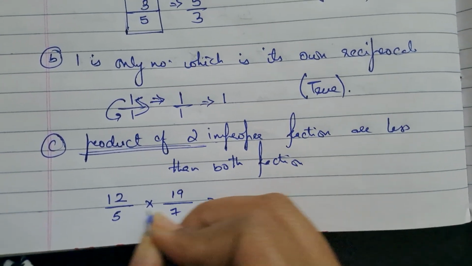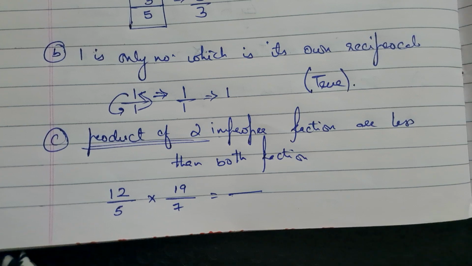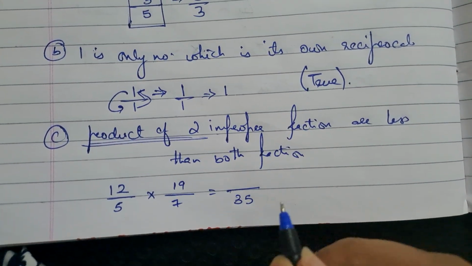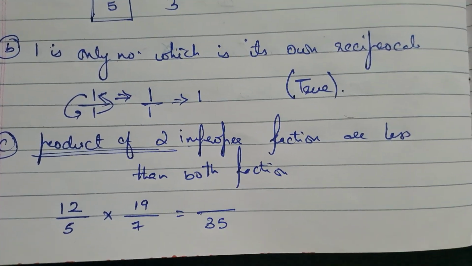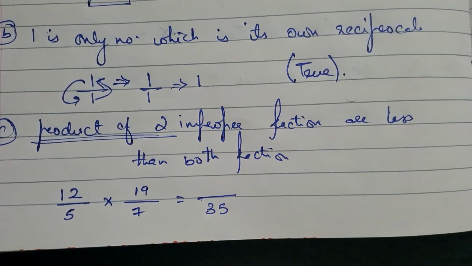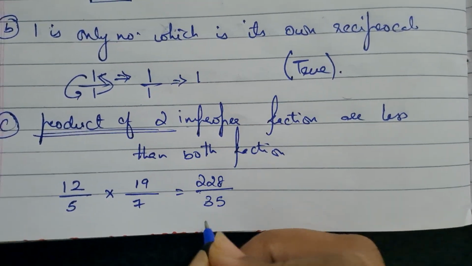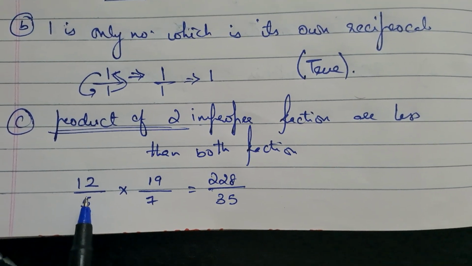Now when I do the product, what is it going to be? Here it becomes 35 and here it becomes 12 times 19, so this turns out to be how much? It becomes 228. 12 times 19 is 228 is what I get. Now if you look, this fraction is a bigger fraction.